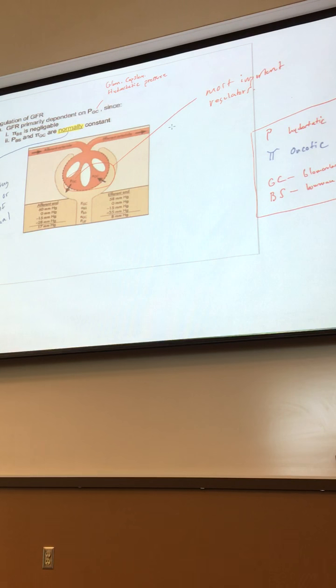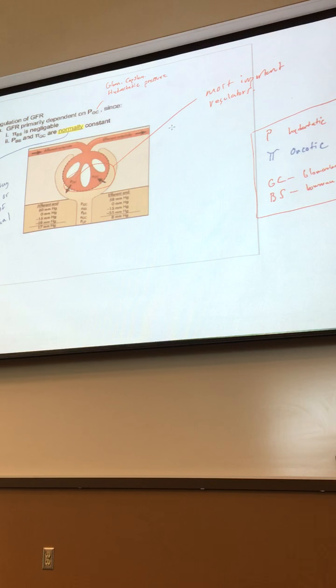Is that the one you're talking about, with the pressures? Yeah. He said it was like, which one would decrease GFR? Which one will decrease GFR? The GFR is not constant, primarily changing due to variations in.